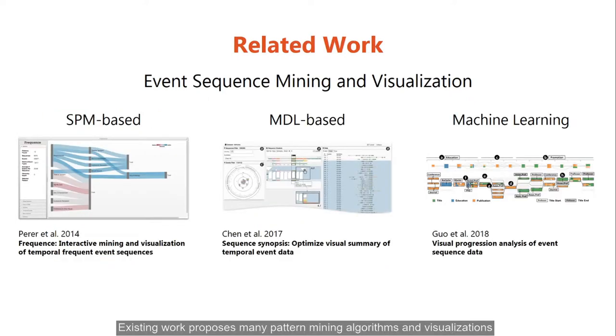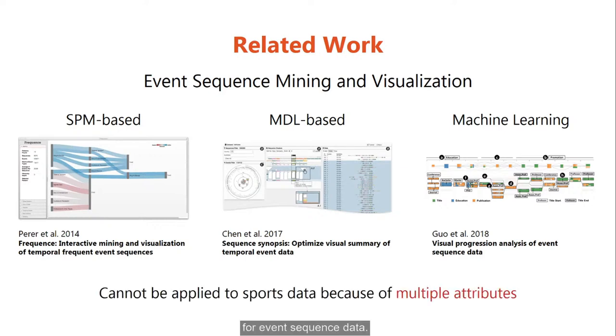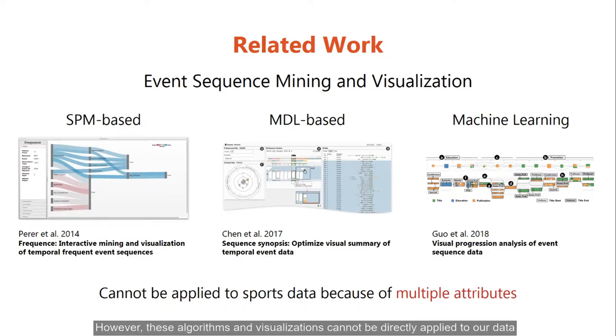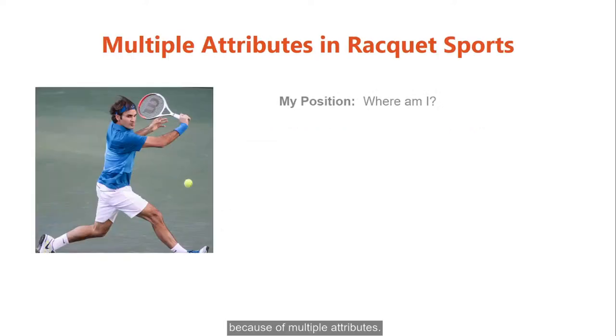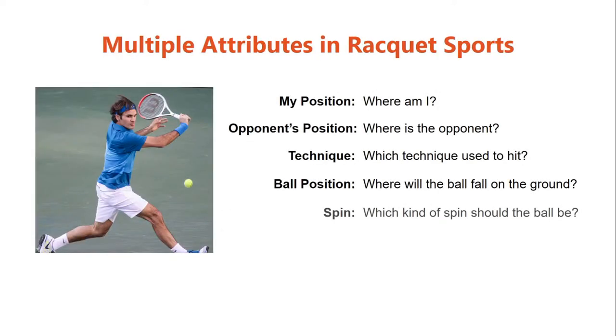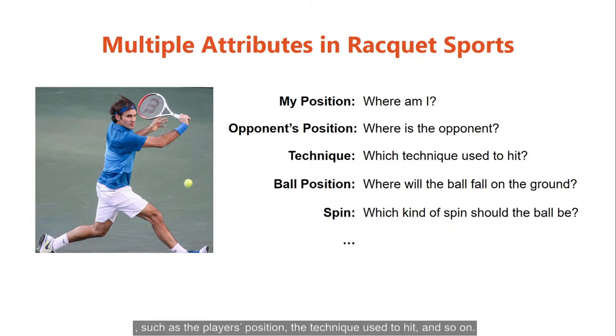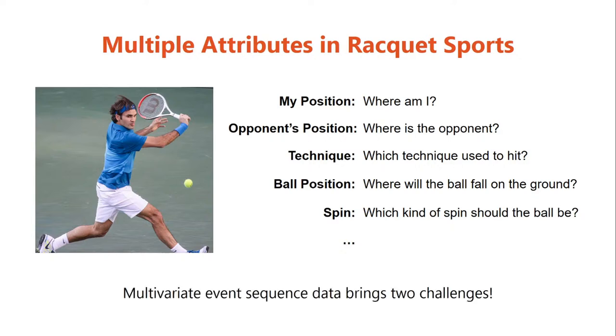Existing work proposes many pattern mining algorithms and visualizations for event sequence data. However, these algorithms and visualizations cannot be directly applied to our data because of multiple attributes. When a player hits the ball, many things need to be considered, such as the player's position, the technique used to hit, and so on. Thus, each hit in racquet sports is multivariate.